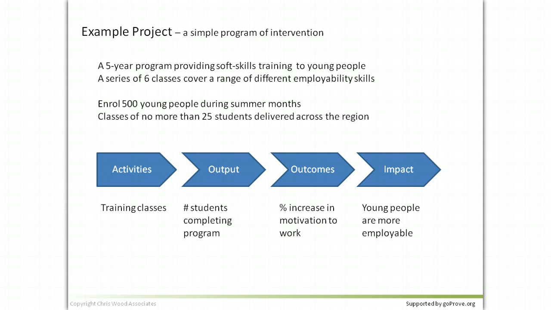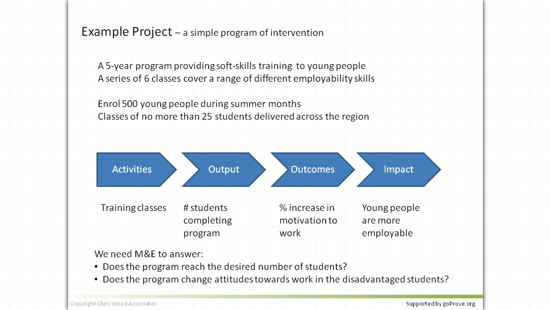Our results chain might look something like this. Our activities are training classes. The output we're looking to measure is the number of students completing the program. We're trying to increase the motivation of the students to look for work, and the overall impact we're looking for is young people are more employable.